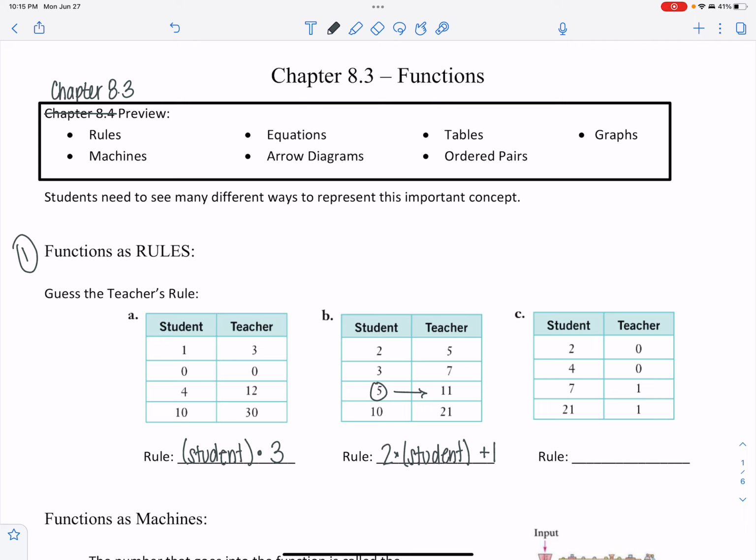Student says 2, teacher says 0. Student says 4, teacher says 0. Student says 7, teacher says 1. Student says 21, teacher says 1. This one doesn't have addition, subtraction, multiplication, or division signs. This rule is just that even numbers are going to come out as 0 and odd numbers come out as 1, and that is a rule.